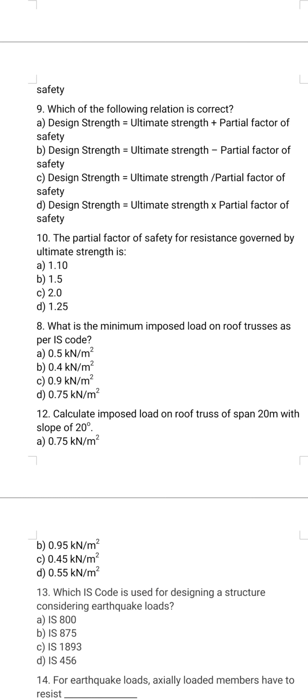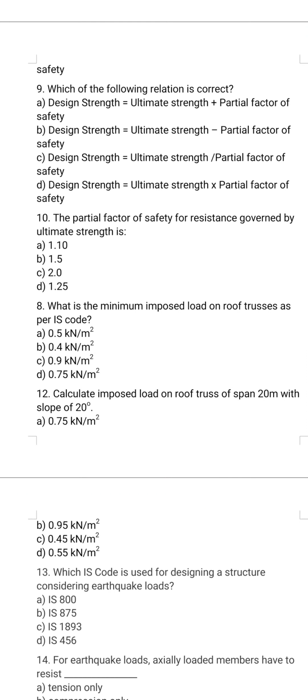So question number 10. The partial factor of safety for resistance governed by ultimate strength. What should be the answer? Simple. Partial safety factor for resistance governed by ultimate strength. Your answer should be 1.25, which is option number D. Factors affecting ultimate strength are stability, fatigue and plastic collapse. The loads are multiplied or resistances are divided by this factor to get design values.